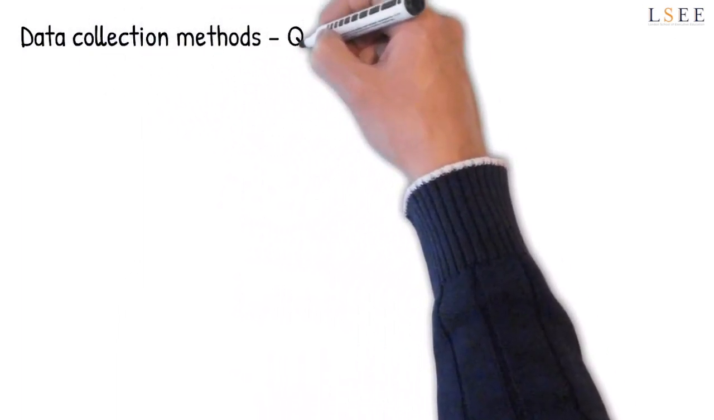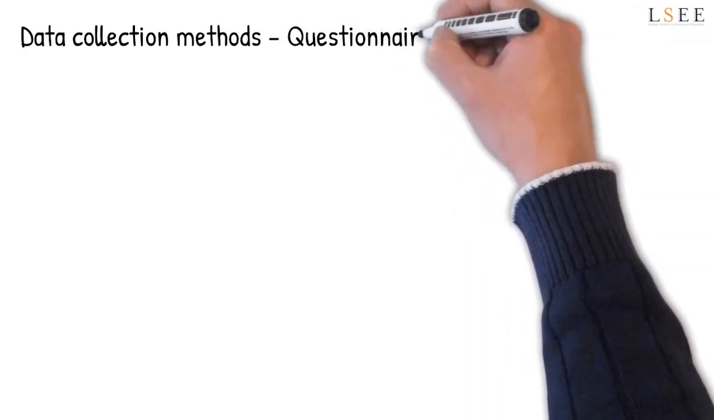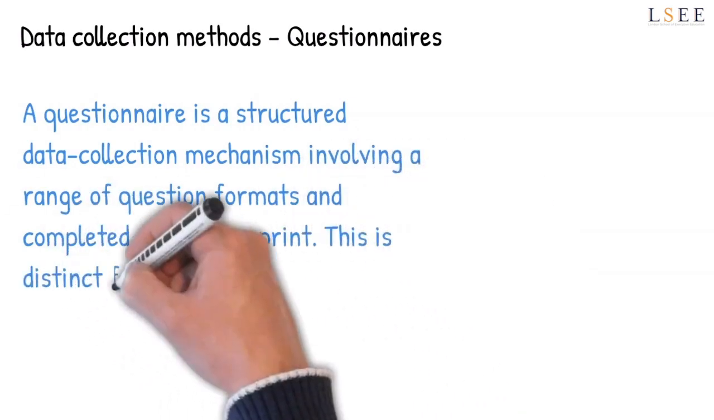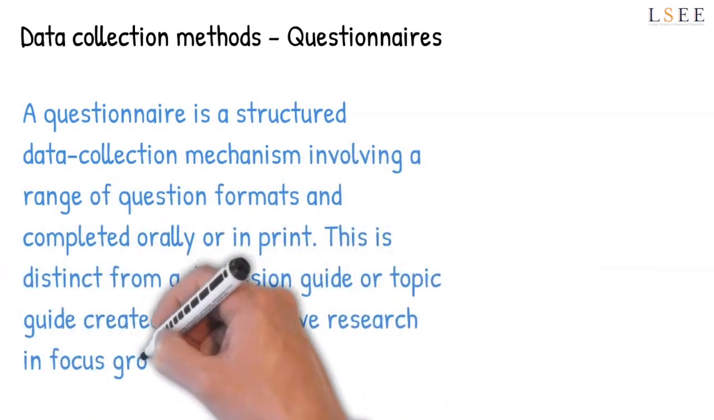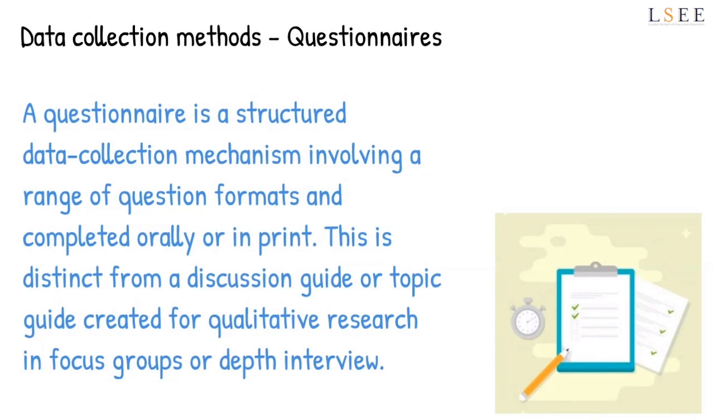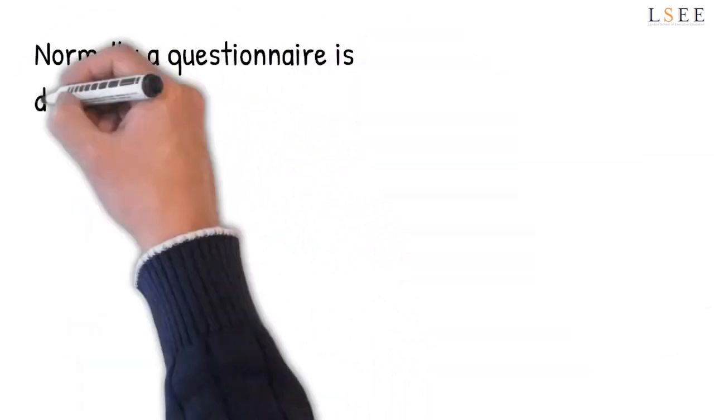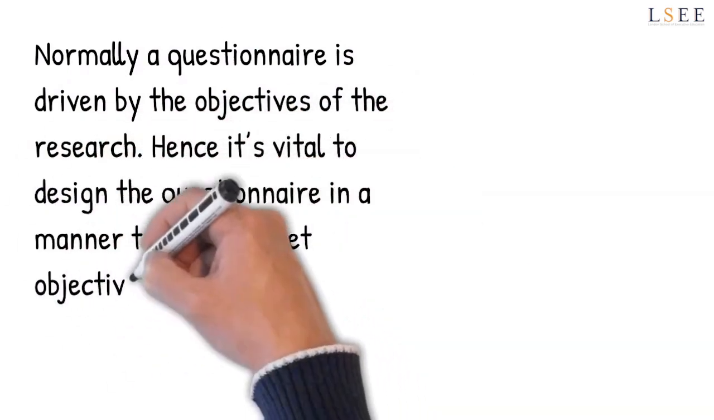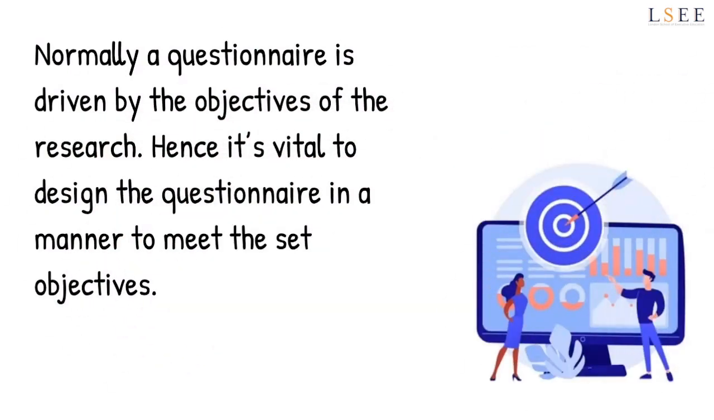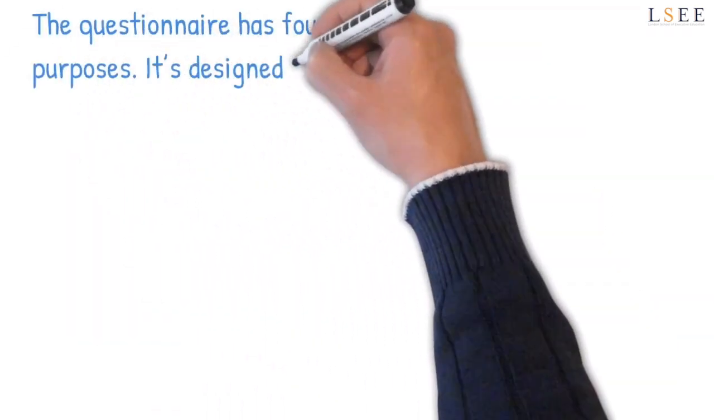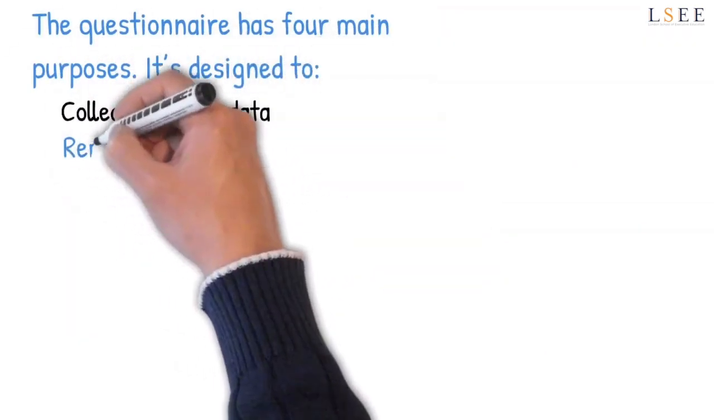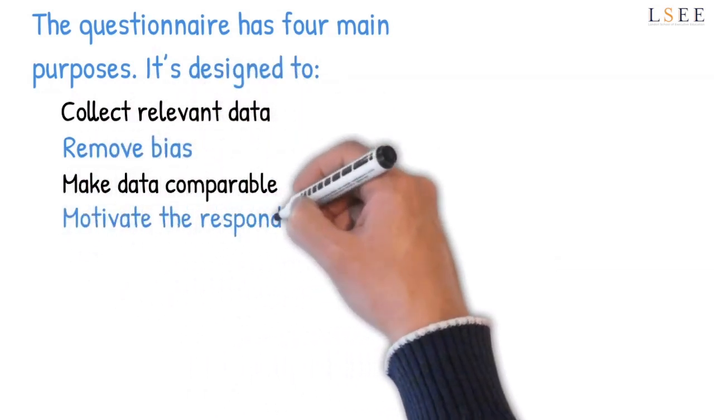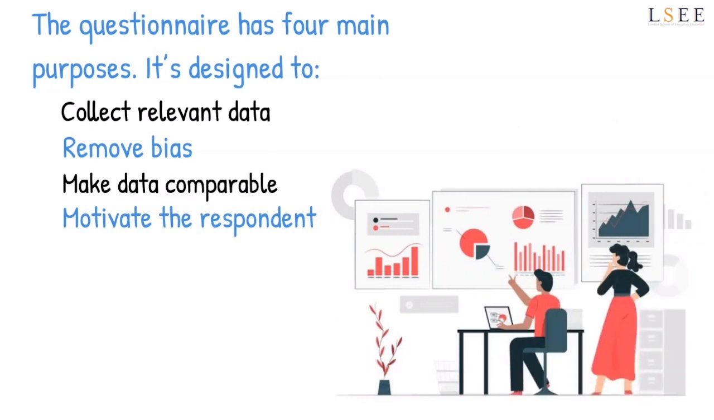Data collection methods, questionnaires. A questionnaire is a structured data collection mechanism involving a range of question formats and completed orally or in print. This is distinct from a discussion guide or topic guide created for qualitative research in focus groups or depth interviews. Normally a questionnaire is driven by the objectives of the research. Hence it's vital to design the questionnaire in a manner to meet the set objectives. The questionnaire has four main purposes. It's designed to collect relevant data, remove bias, make data comparable, and motivate the respondent.